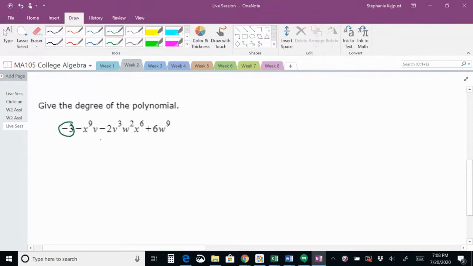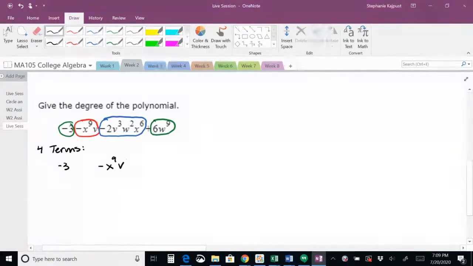We're going to look at each term, and I'm going to just color code these terms. They are basically the things separated by pluses or minuses, but the minus always goes with the term. And then a plus is just considered the separation. So we've got 4 terms here. We've got a -3. We have a negative x to the 9v.